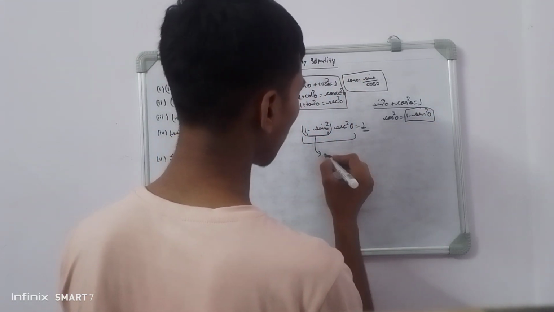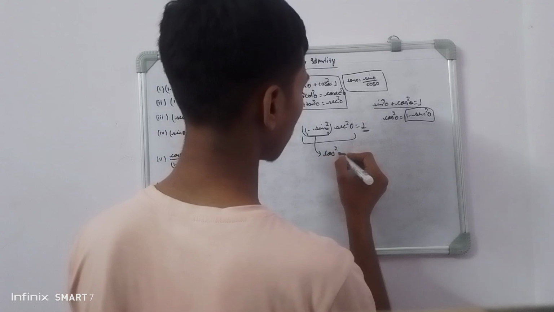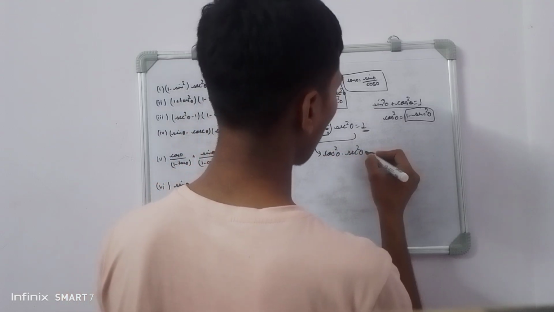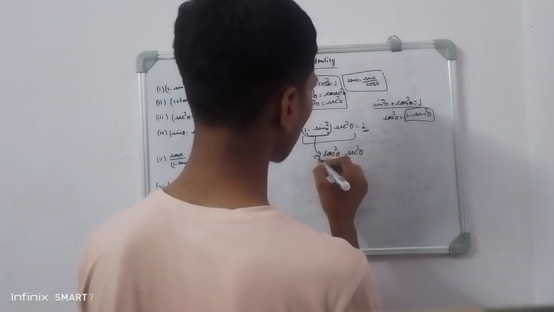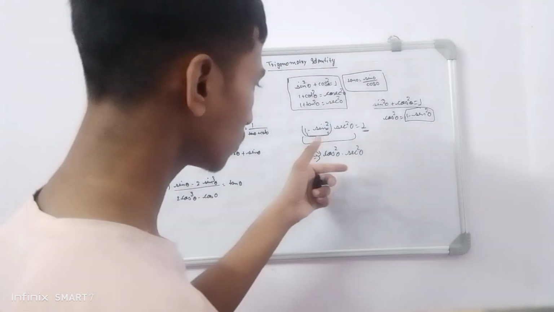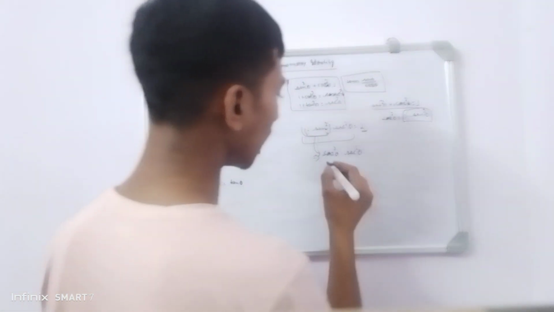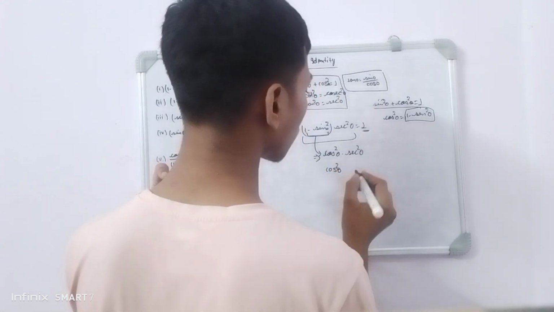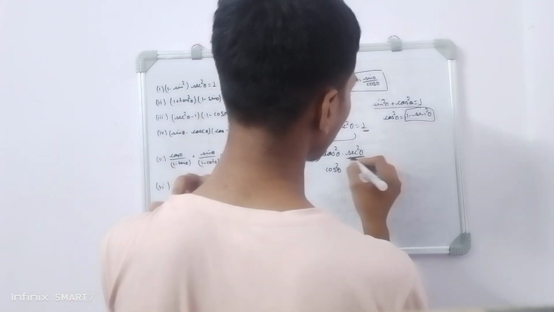So here you can write cos square theta, and here we have sec square theta, which you have to prove equal to 1. So how will you approach now? As you know, let's suppose we write cos theta, and what is sec theta?